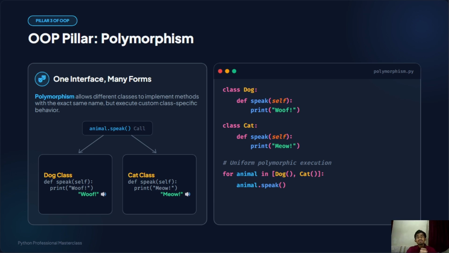Imagine you have different animals and ask them to speak. A dog barks, a cat meows, a cow moos. You are asking the same question to everyone, speak, but every single animal responds in a different way. That's exactly what polymorphism is. The name is the same, but the behavior depends on the object. Let me show you with an example.